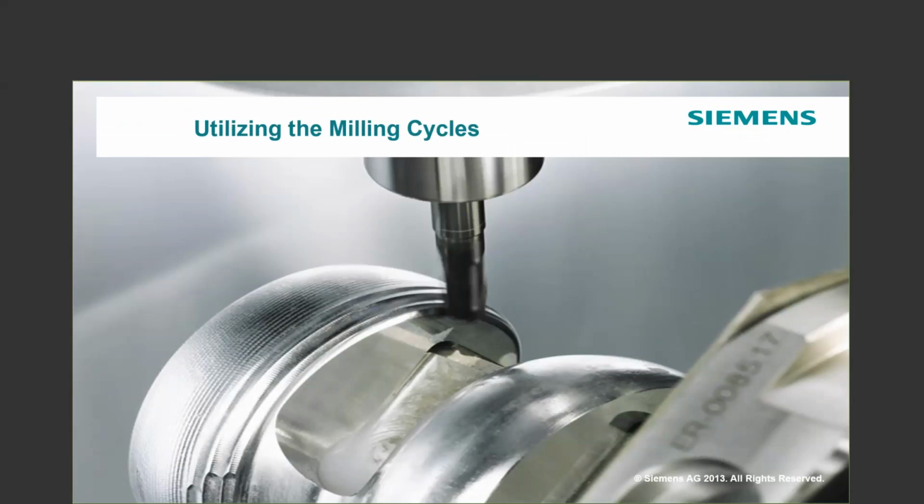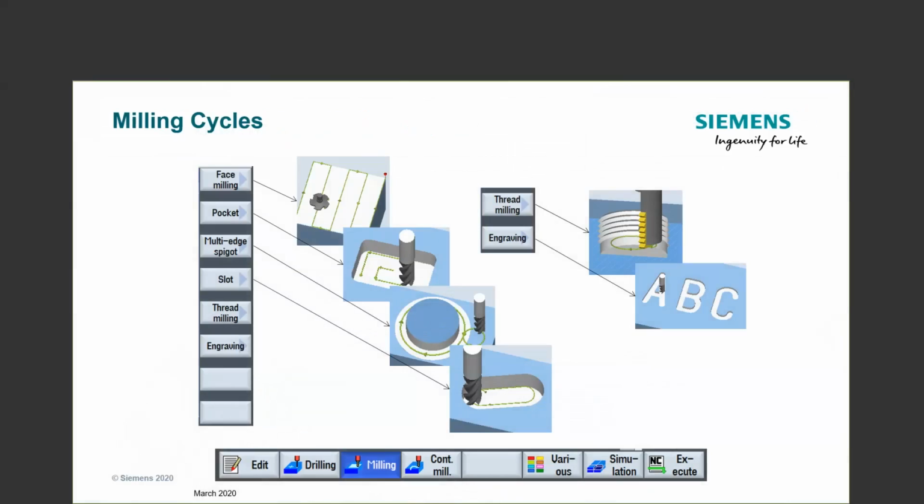So we're going to start by using the milling cycles. And the way that this works on the control is when you get into the machine, you'll see this horizontal row of soft keys. So we'll be selecting milling. And then on the right side of the control screen, you'll have your choices of all these different types of standard milling cycles that are available on the control.